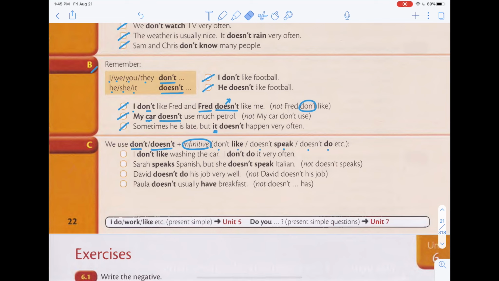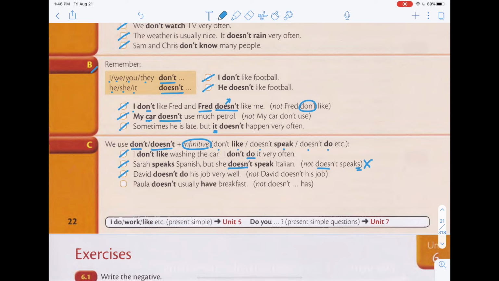So over here, I don't like washing the car. I don't do it very often. Over here, Sarah speaks Spanish, but she doesn't speak Italian. Alright, this is what I've explained at the start of the chapter. You can't say she doesn't speaks. This is wrong. You have to use the base form, the infinitive form of the word, which is speak, do. So you just take away anything special of the word, and then you'll have the correct word to use.